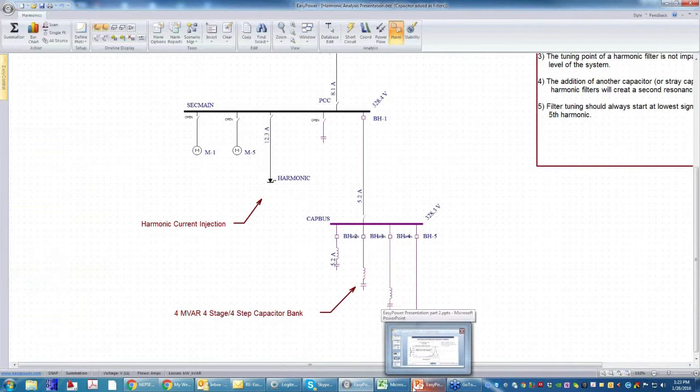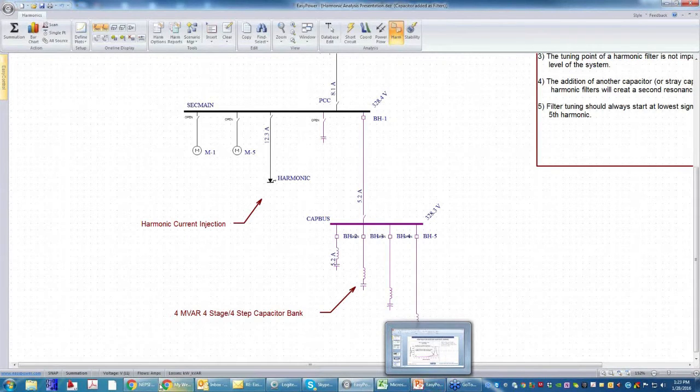So what we do, and I think what most consulting firms would do, is they utilize spreadsheet tools to help design filters. So you use EasyPower to come up with performance parameters, the expected voltage and current distortion that you're going to get with the application of a filter. But then you use another tool. As a consultant, we often see other people using other spreadsheet tools.